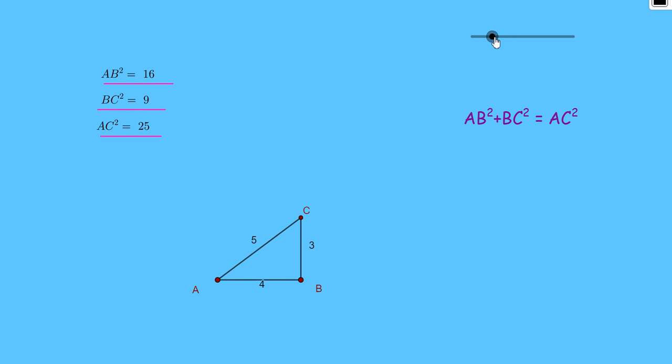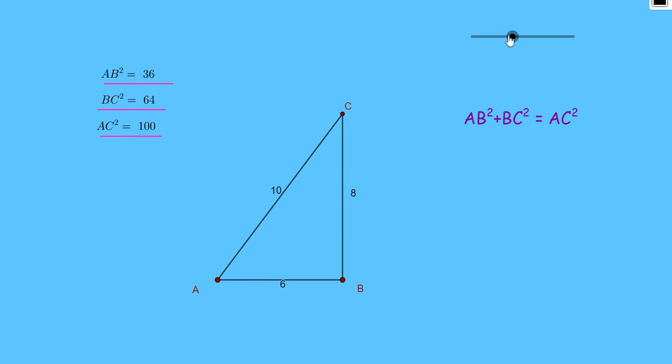Now look at another right angle triangle. Here you can see the sides are 6, 8 and 10. Now AB square 36, BC square 64, AC square 100. Here also 36 plus 64 you are getting 100. That is AB square plus BC square is equal to AC square.